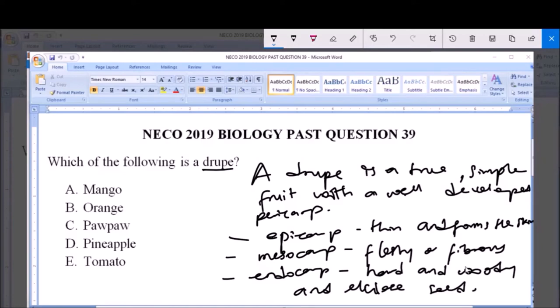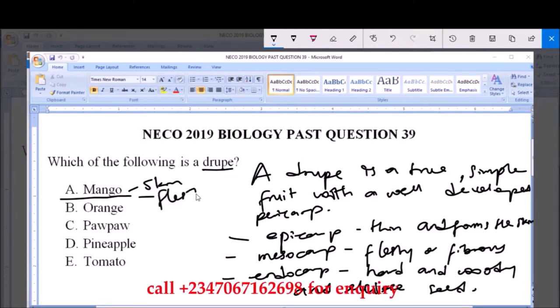Now, from this description of a drupe, you agree with me that mango here is a drupe, because if you look at the characteristics of a drupe, its epicarp is thin and forms the skin. So also the epicarp of mango forms the skin and is also thin. Now the mesocarp is fleshy or fibrous. The mesocarp of mango is actually fleshy. And then the endocarp is hard and woody and encloses the seed, and that is correct for mango. So a mango is a drupe.